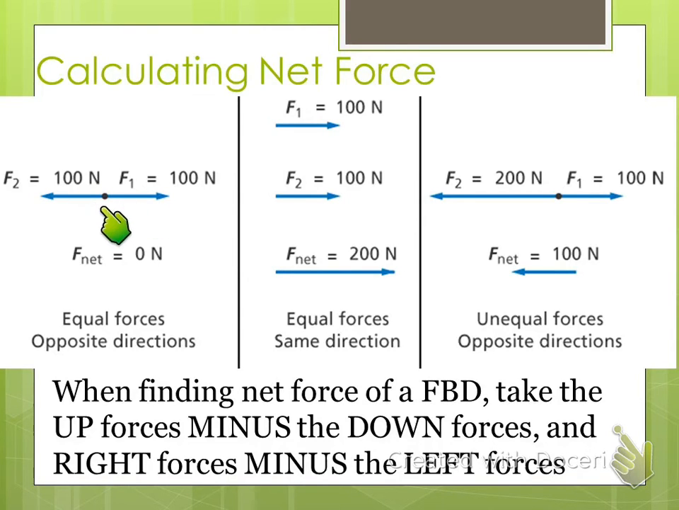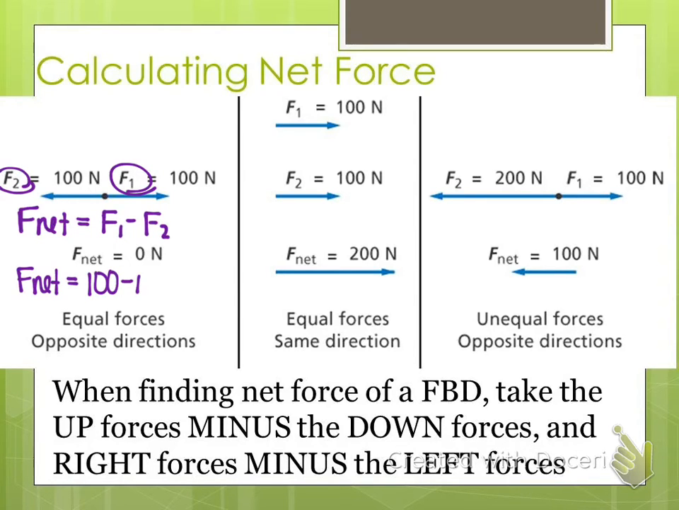Here we've got a situation in which our force 1 is going to the right at 100 newtons, and our second force is going to the left at 100 newtons. Which means our net force overall, if we take right minus left, our equation would look like this. F net is equal to F1, that's our rightward force, minus F2, which is our leftward force. So we would then plug in our values. 100 minus 100 equals 0.